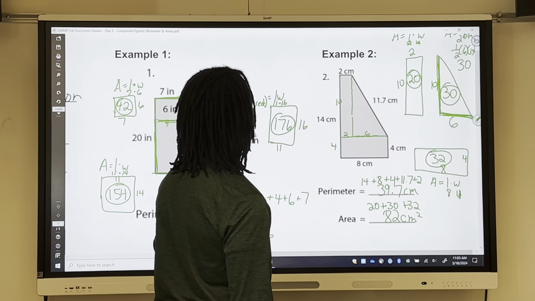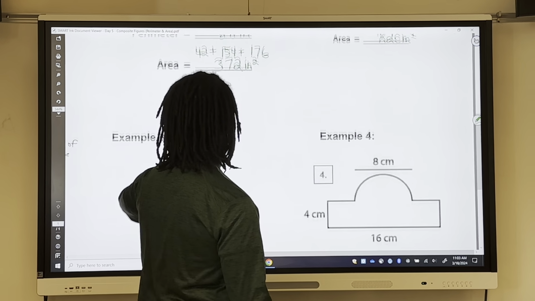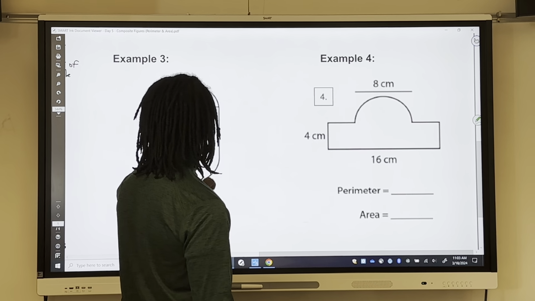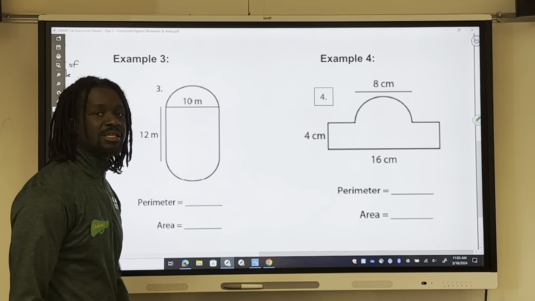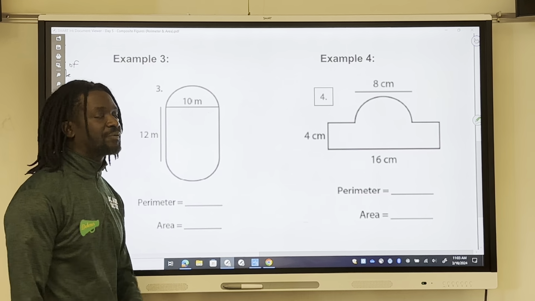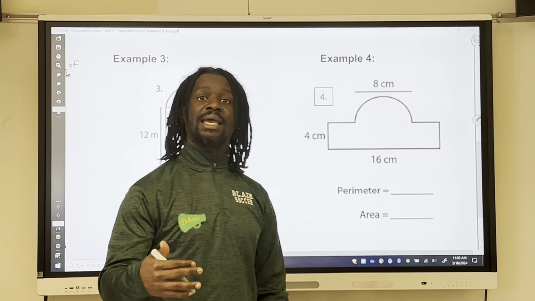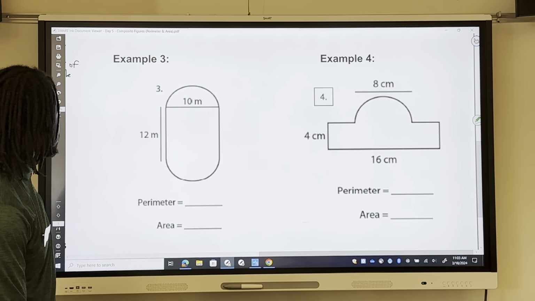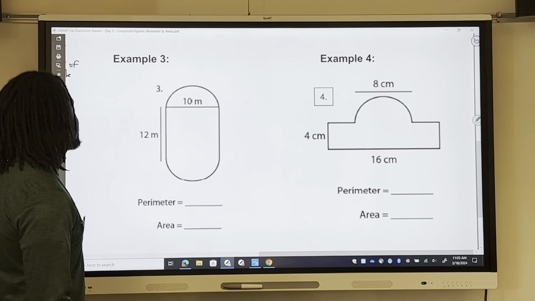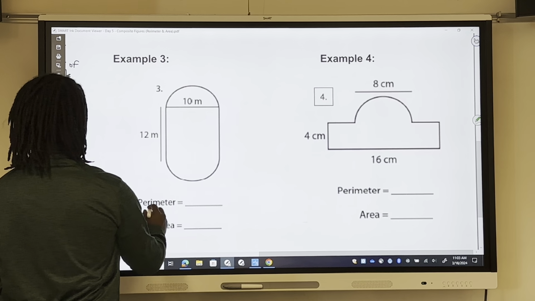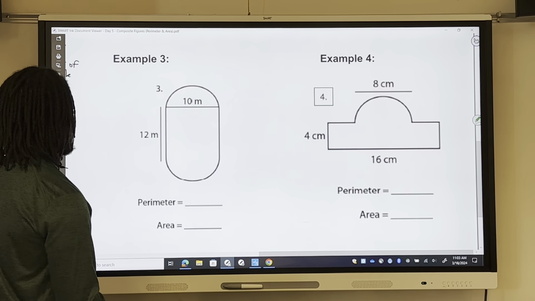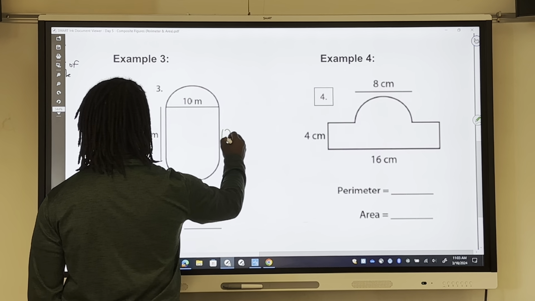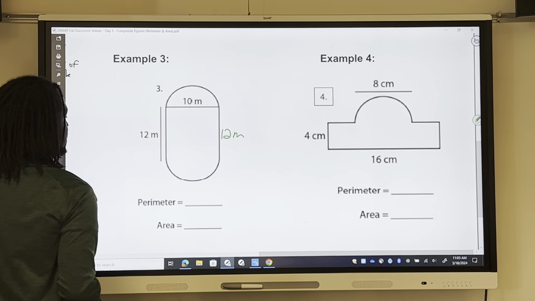So that is for those two examples. Now, let me walk you through the next two, because these are different. And why are they different? It's because there is a circle, or a semicircle, involved here. So now, to find the perimeter, I'm going to find the missing sides. This is 12.